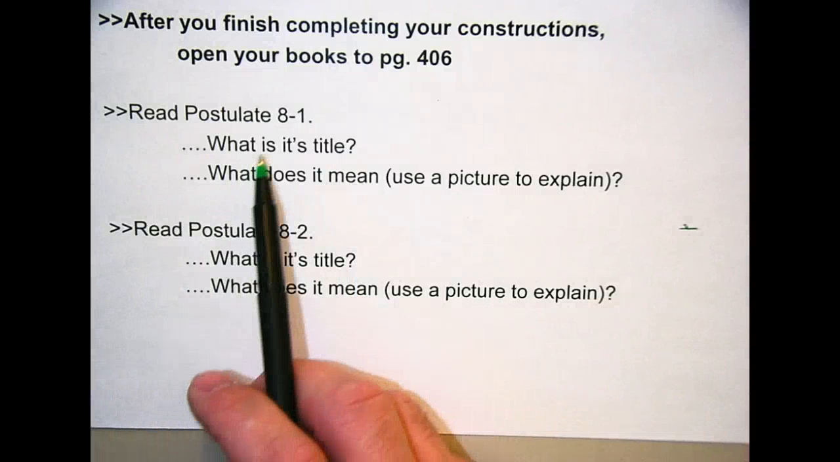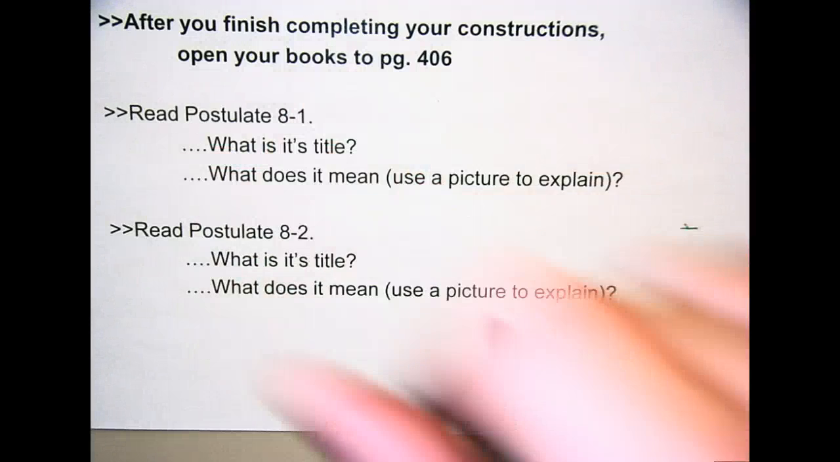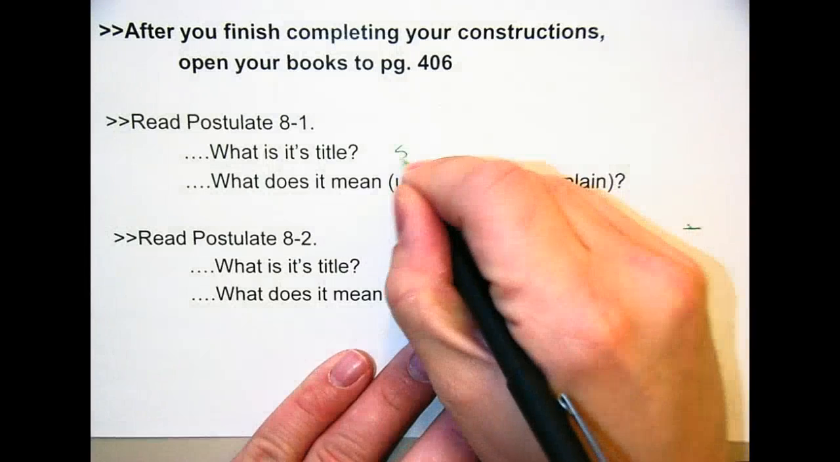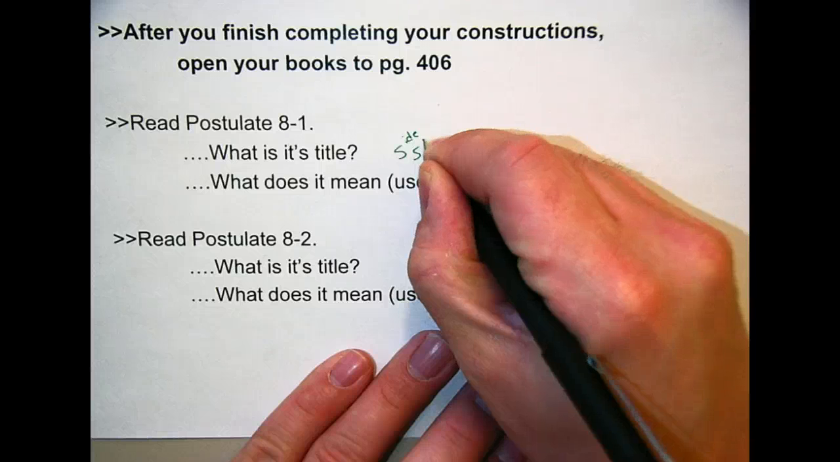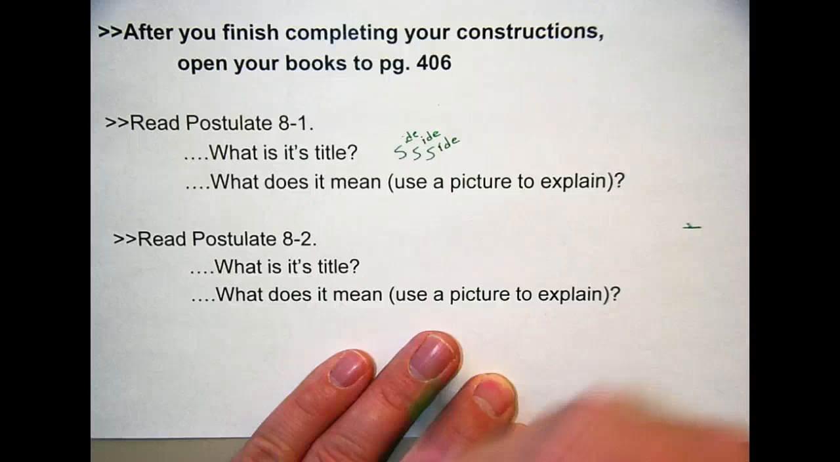Reading postulate 8-1. Someone tell me what the postulate 8-1 title is. Grace? Side, side, side, postulate. Side, side, side. What does it mean? Three sides of one triangle are congruent to another three sides of another triangle. The triangles are congruent. Good. If 3 sides of one triangle are congruent to another 3 sides of another triangle, then the triangles are congruent. This is side, side, side postulate.